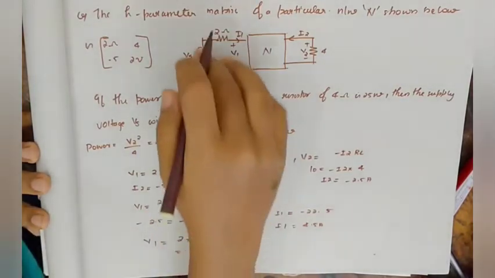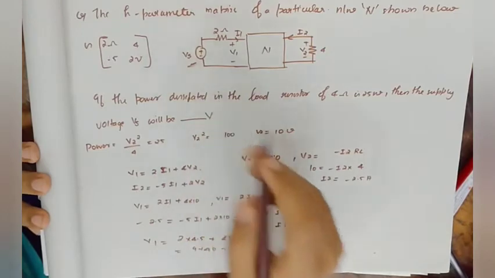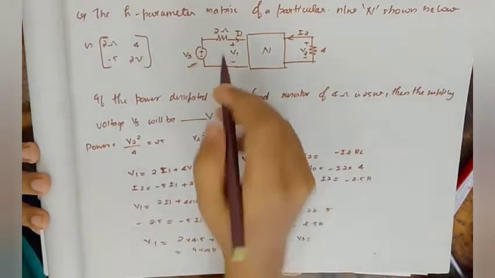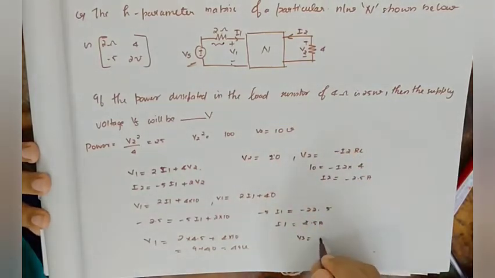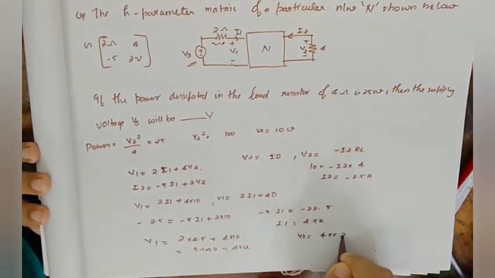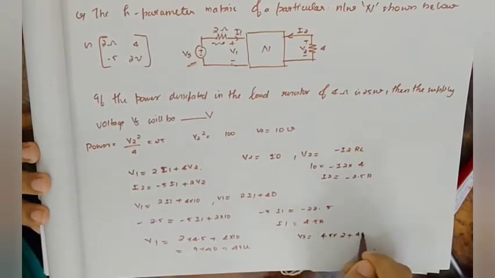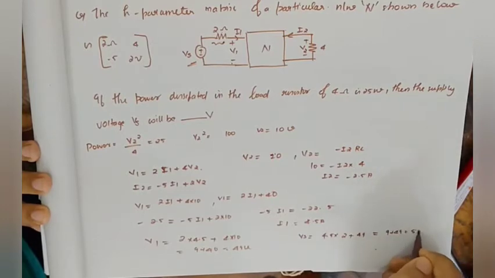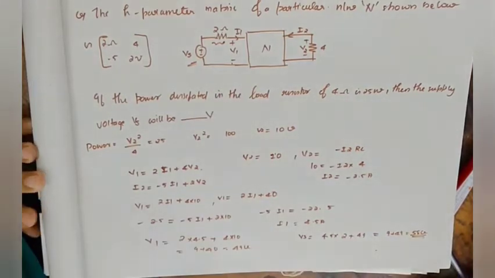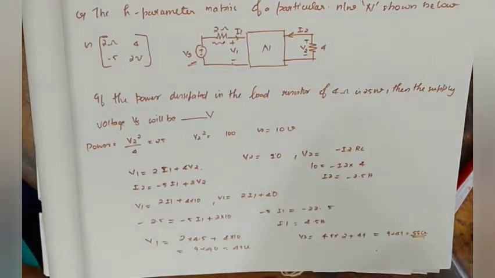And the question was to find out Vs. So Vs is actually the sum of I1 into 2 plus V1, that is equal to, instead of I1 we have 4.5 into 2 plus V1 is 49, right? So that is 9 plus 49, which is equal to 58 volt. So this is the answer. Okay, now let's move on to the next question.